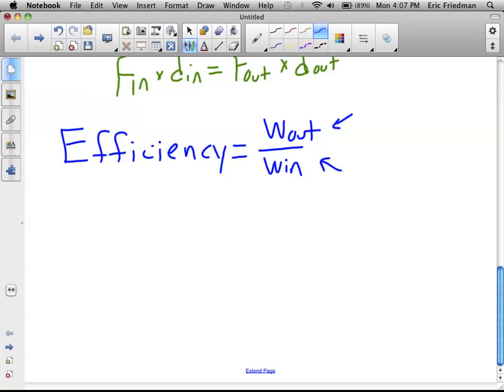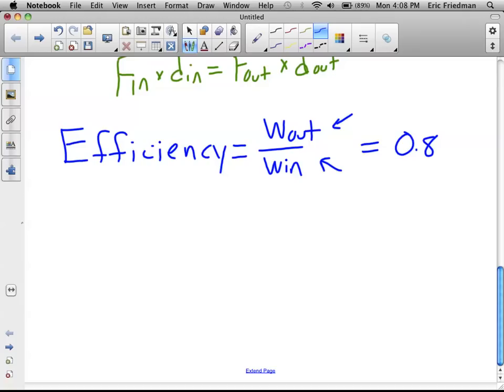In real life, you're actually going to lose some work. You're going to lose some energy due to friction. You always lose energy due to friction, somehow, somewhere. In your pulley, in your lever, in your machine, something's going to get lost to friction. Well, what does this mean? This is always going to be some sort of number between 0 and 1. So your efficiency can be, say, like 0.8, for example. That means you're only getting 80% of the work out that you put in.